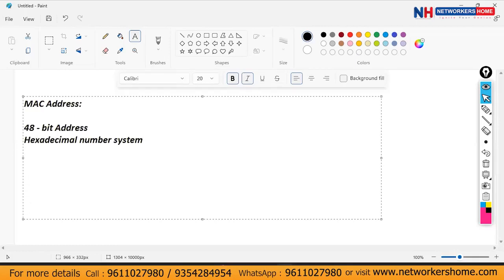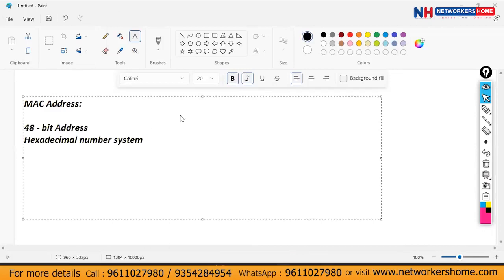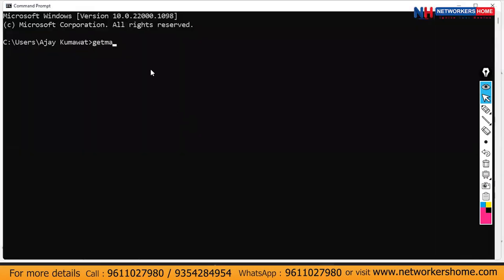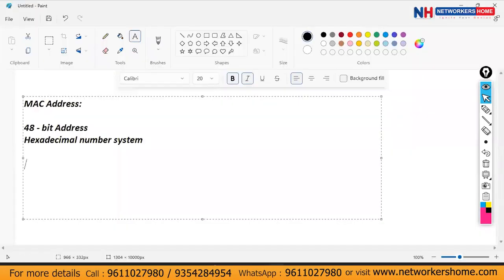Now, in case of your MAC address, there is not a fixed separation. Depending on the operating system, the separation changes. Like if I show you in Windows, if I say getmac, you see how the MAC address is being shown. This is how your MAC address is written. Let me just copy it from here.